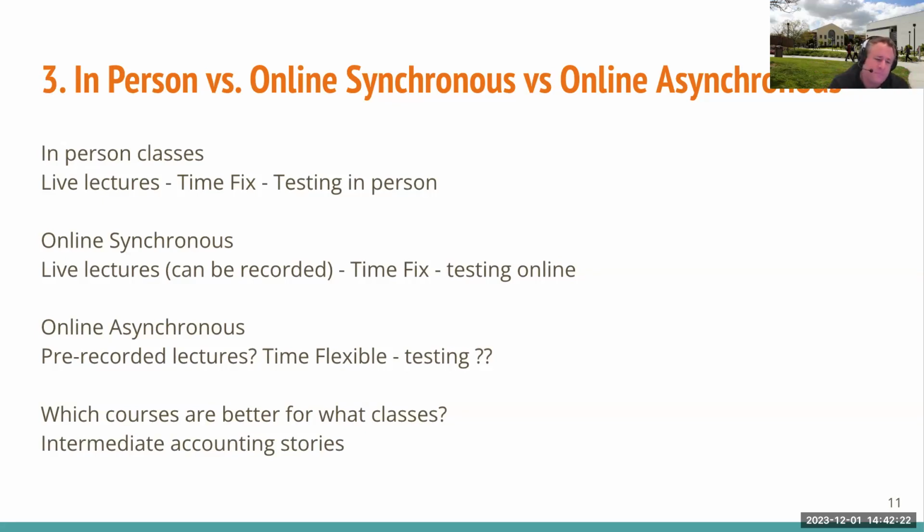Online asynchronous, this is pre-recorded lectures, testing. It's going to be more time flexible. But again, what you really want to keep in mind is that if you're taking an asynchronous course, you're going to have to be able to go through and really learn the material on your own, which can be very difficult for a class like intermediate accounting.